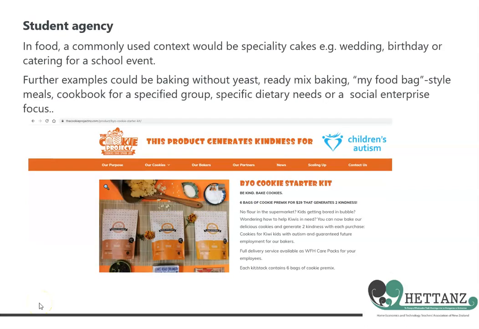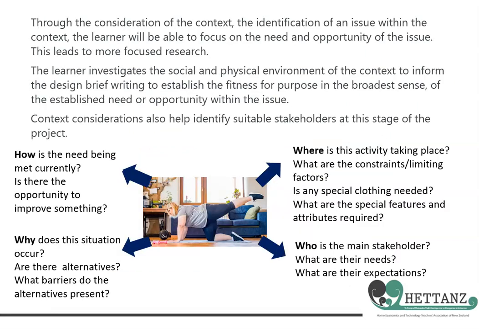Kiwi Business the Cookie Project, which generates work for disabled bakers, found that during lockdown they couldn't bake biscuits anymore, which is their main business. So they pivoted to create a bake your own cookie starter kit which people could order online. So this is an example of a group of people seeing an opportunity, a need within an issue and producing something in response to that.